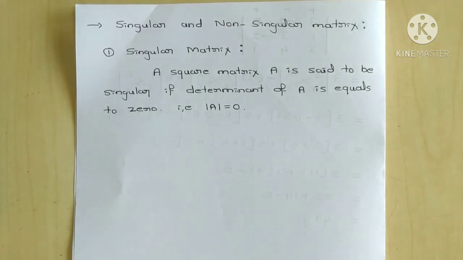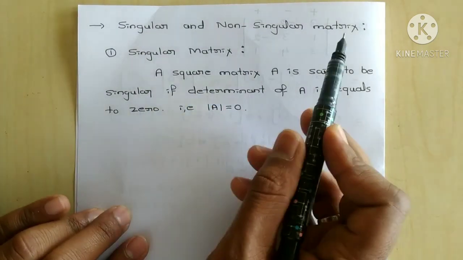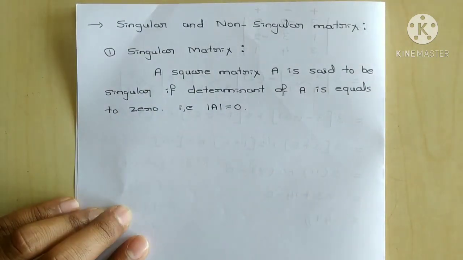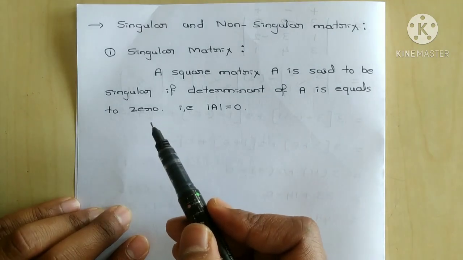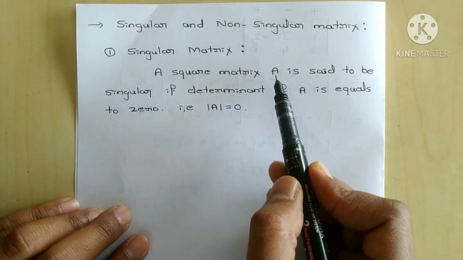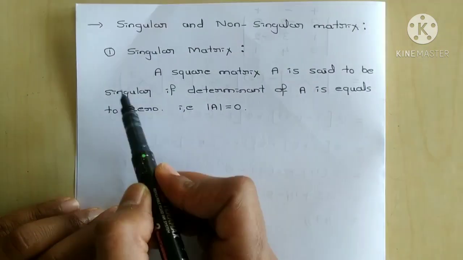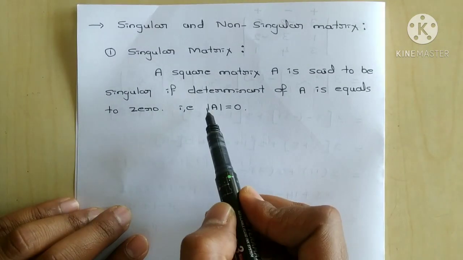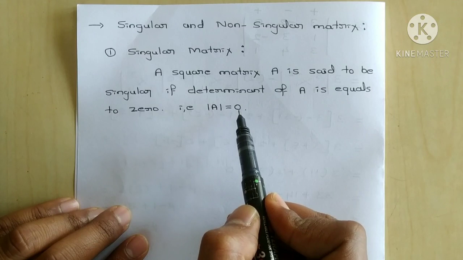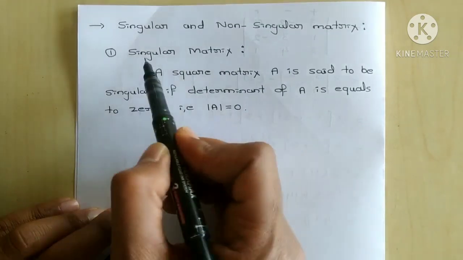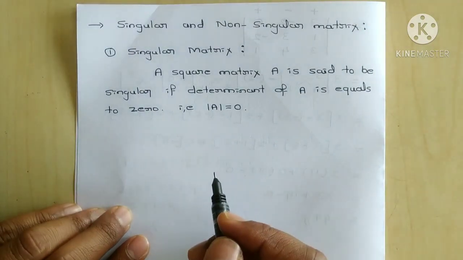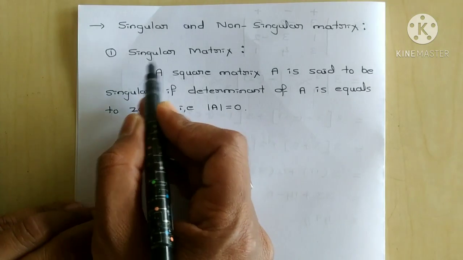Hello everyone, in this video we will discuss singular and non-singular matrices. First, singular matrix. The definition of a singular matrix: a square matrix A is said to be singular if the determinant of A is equal to 0. That is, if the determinant of A value goes to 0, then A is said to be a singular matrix. Now I will take one example, and you will understand what is meant by a singular matrix.